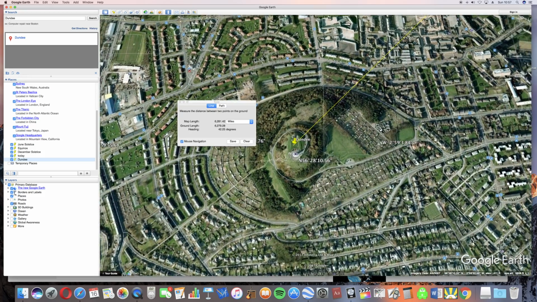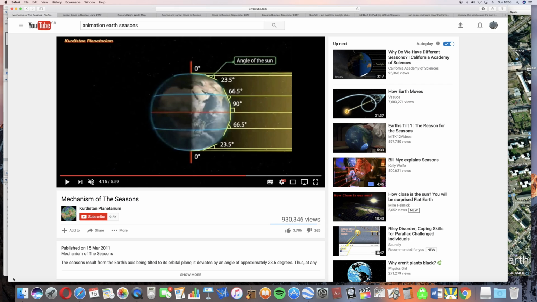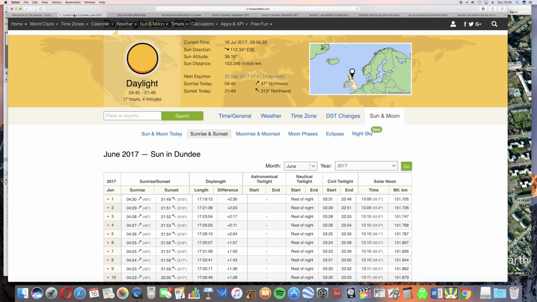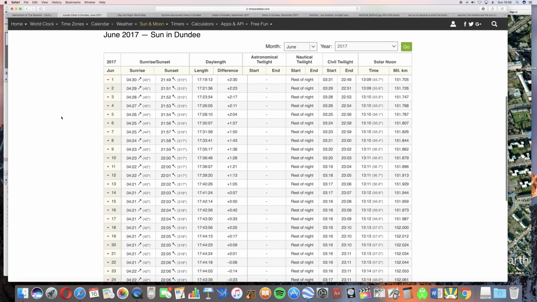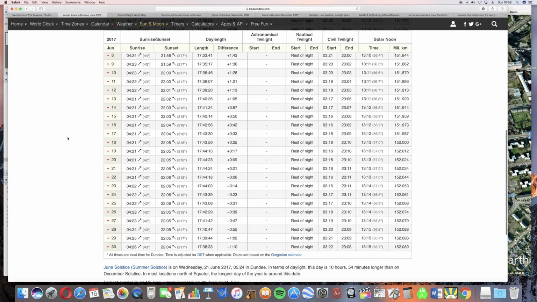So the Sun, according to this, would be appearing at roughly northeast, so a little bit further north than northeast. A heading of 42 degrees. So let's have a look at what Time and Date says. So June in Dundee, solstice 21st, and it says the sun would be rising at 42 degrees.